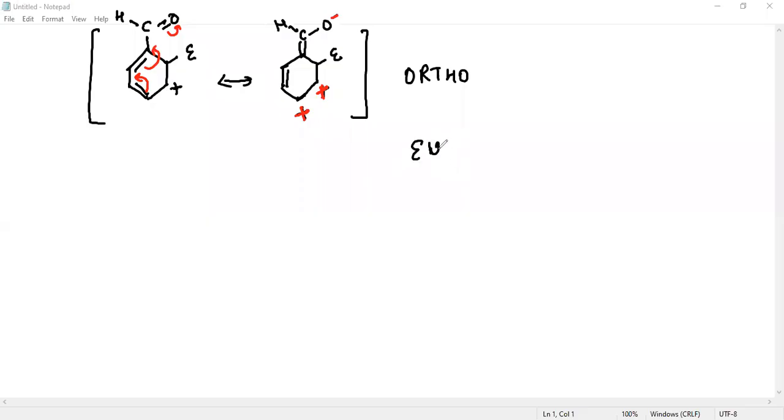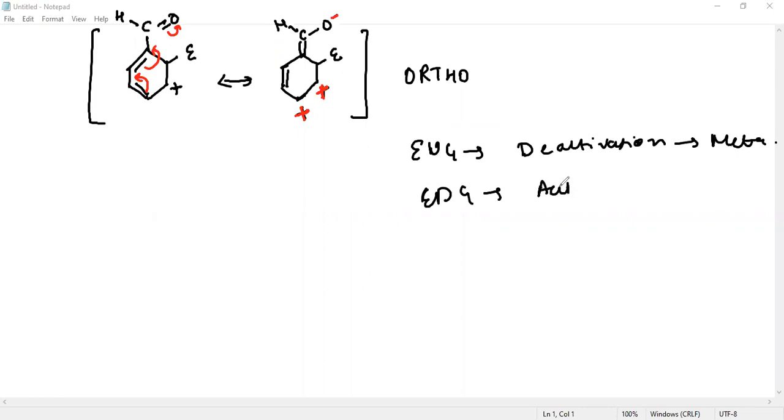So we learned that electron withdrawing groups are deactivators, and thus they will be directing the groups towards the meta position. And then electron donating groups like OH, NH2, CH3 are the activators. We are talking about electrophilic aromatic substitution. They will be activating the ring, and thus they are ortho and para directors. Okay, this is it for this video.